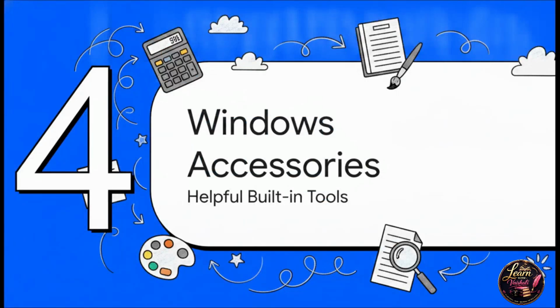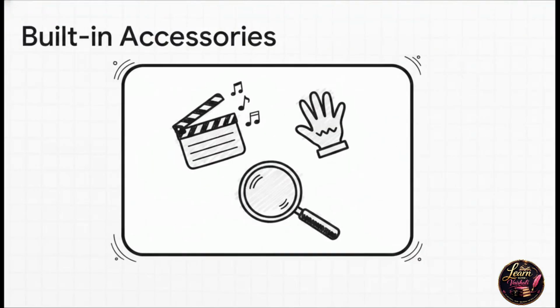Next up is Section 4, Helpful Windows Accessories. Your syllabus highlights 3 major built-in accessories you need to remember. You have multimedia tools for handling all your audio and video playback. Then you have the Accessibility Wizard, which is amazing because it helps set up the computer for users with different physical needs. And finally, the Magnifier.